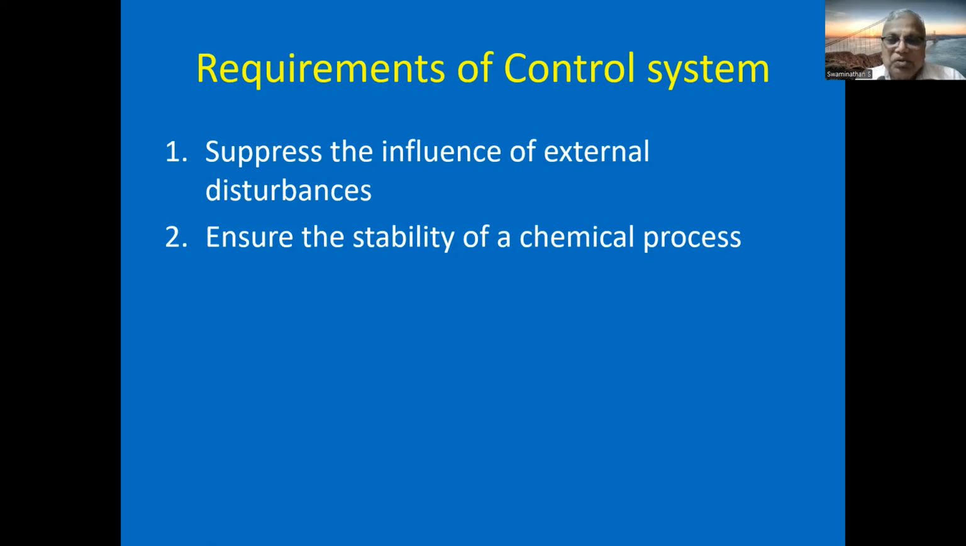This is an important requirement of a control system after the first one. The first one is basic: you should suppress the influence of external disturbances, you should compensate the external disturbances. But while doing so, it must ensure that the chemical process is stable. Right.